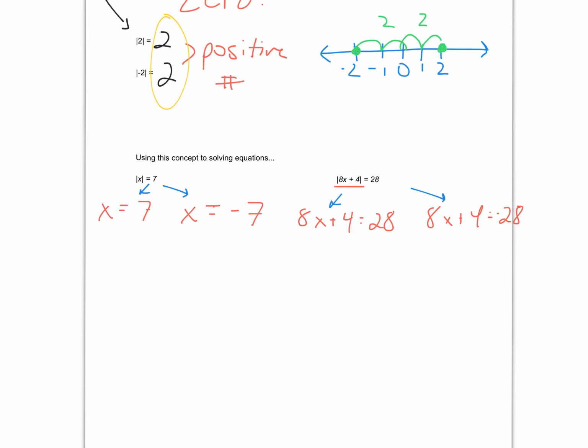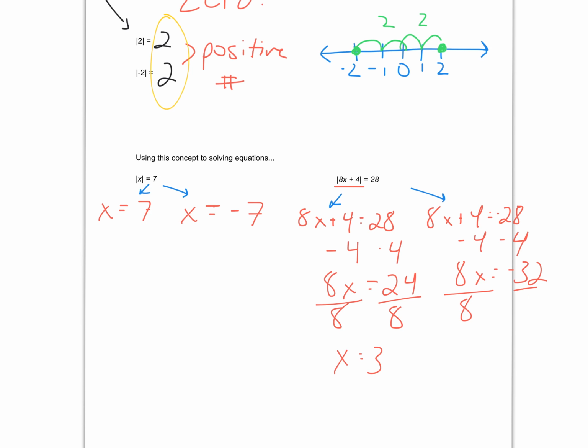From here, let's just finish it by subtracting 4, dividing by 8, and one solution to this problem is x equals 3. Let's finish the other one. Also divide by 8 and x equals negative 4. Now you might be wondering, these 2 aren't opposite values like 7 and negative 7. How is it possible that they work?